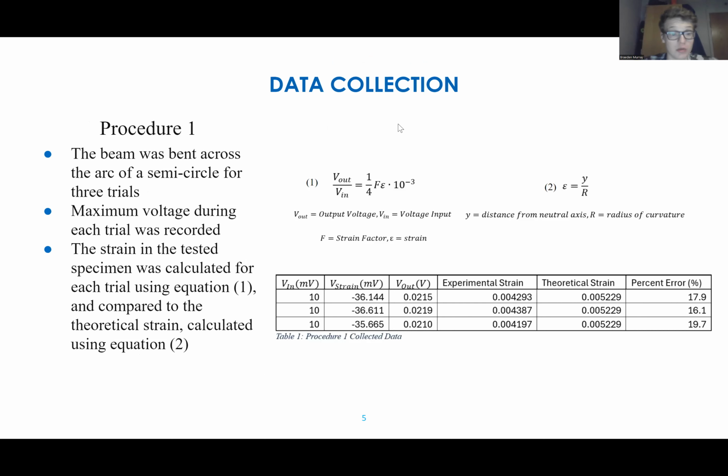In procedure 1, we use these equations here and the data from our voltage and force gauges. We got an experimental strain and a theoretical strain, and then we got a percent error from those two.